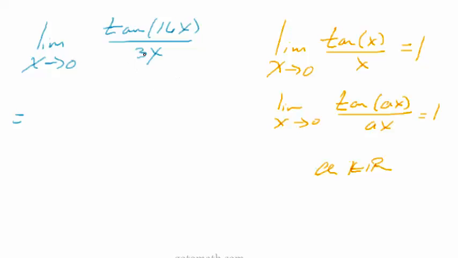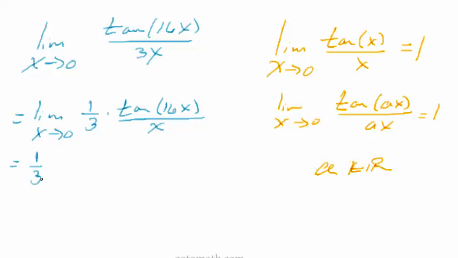Now, I'm going to take this 3 and we're going to displace it a little bit. We'll write 1/3 out here, and then I'm going to write tan 16x over x, but now I'm going to take this 1/3 and bring it out front. Just get it out of the way.